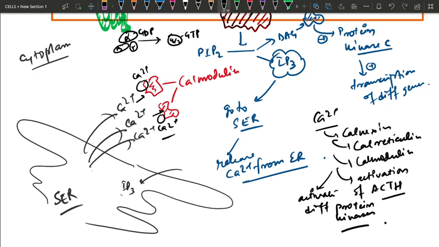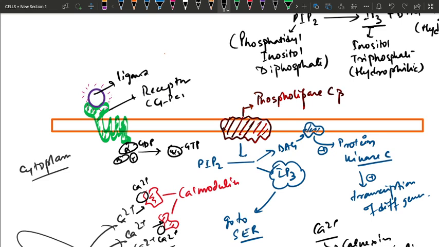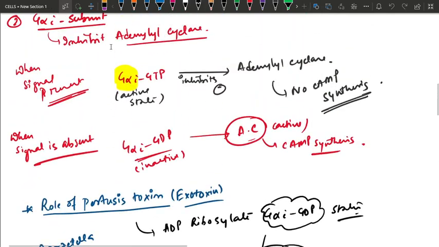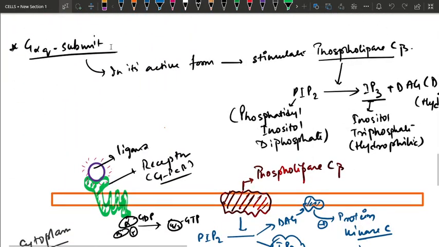So that was all about the G alpha Q. The main important thing you have to know, and this is the ligand, and this is the receptor. This is also a G protein coupled receptor. So in this way, there are different types of G proteins which are associated over here. This was all regarding the G protein coupled receptor. The different types of G alpha subunits are G alpha S, G alpha I, G alpha T, as well as G alpha Q. These are the basic things you need to know.